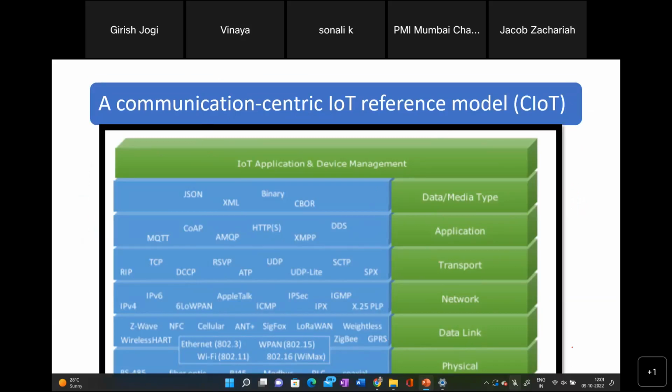At physical layers, I have a few protocols. At the data link layer, there are Z-Wave, NFC, which we have seen, Sigfox, LoRaWAN, and Weightless. At the network layer, we use IPv6 or 6LoWPAN. At the transport layer, I can use TCP if security is my concern, and UDP if security is not my main concern. Then at the application layer, they generally use protocols like MQTT or Constrained Application Protocol.